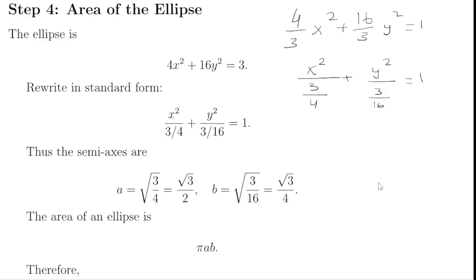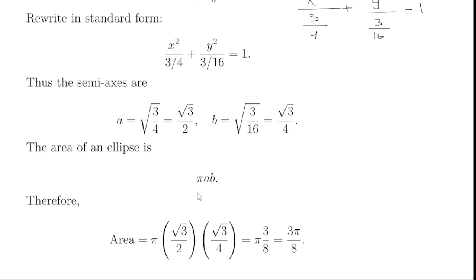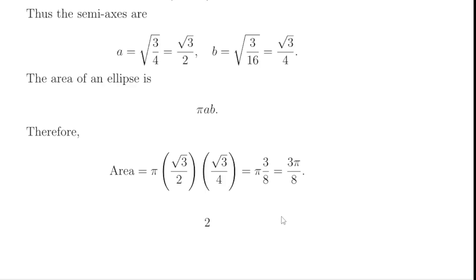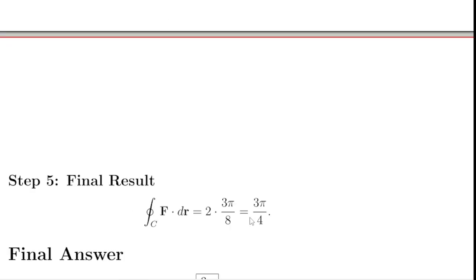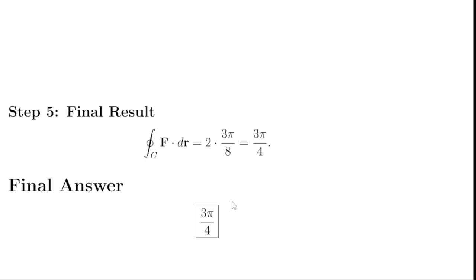Now the area of the ellipse is just pi times ab. And so when we plug in a and b, we get 3 pi over 8. That's going to be the area of the ellipse, but remember, we must multiply by 2 because we have the double integral of 2 ds. So 2 times 3 pi over 8 gives us 3 pi over 4 as our final answer.